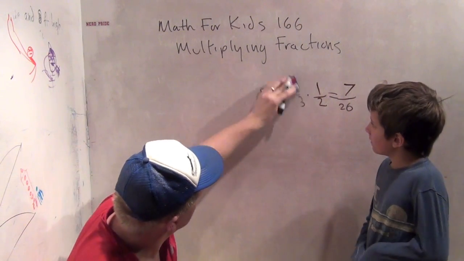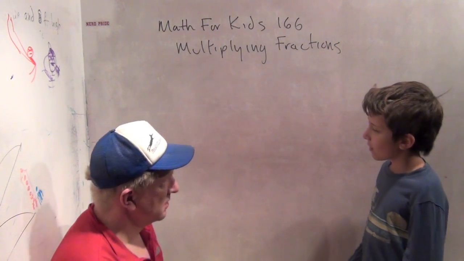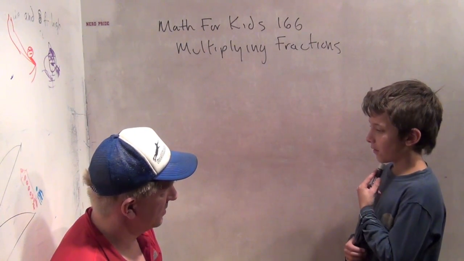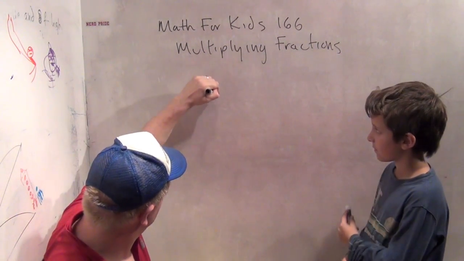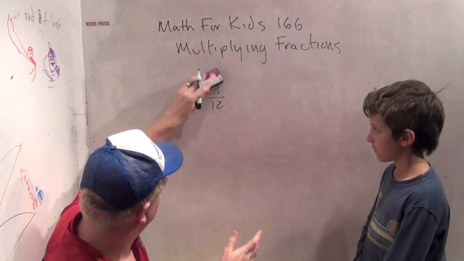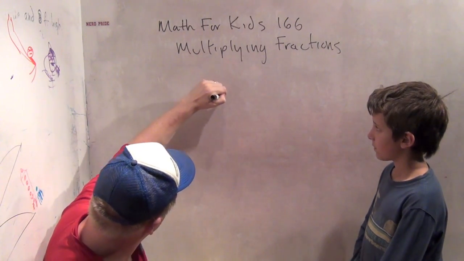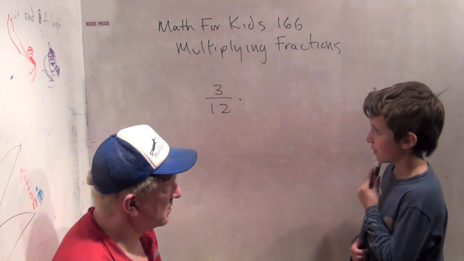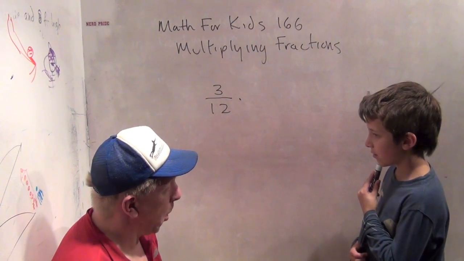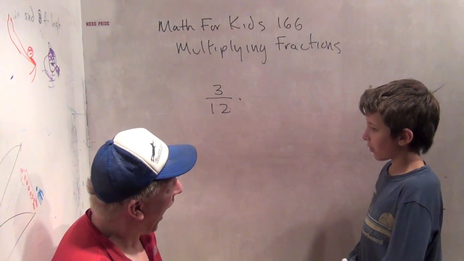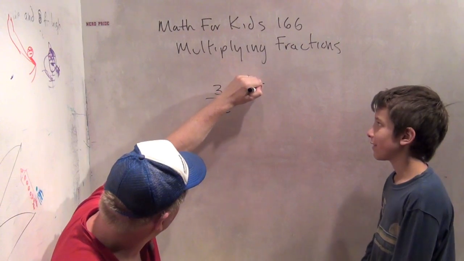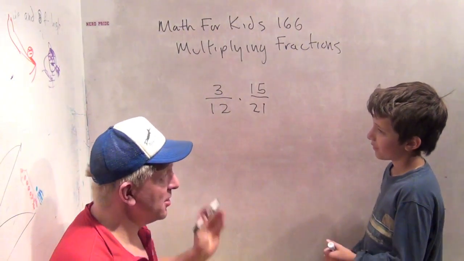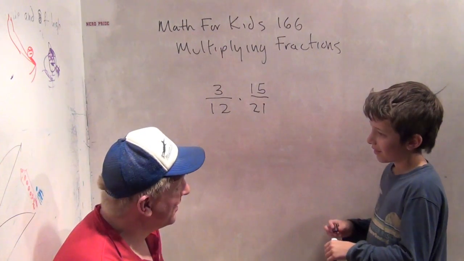All right, one last one. You make it up. Give me 2 numbers. How about 3/12 times... Sorry, give me 2 other numbers while I'm figuring out how to write the number 12. 3/12 times... How about 15 over 21? Whoa! 3/12 times 15 over 21? Oh no! This is impossible.